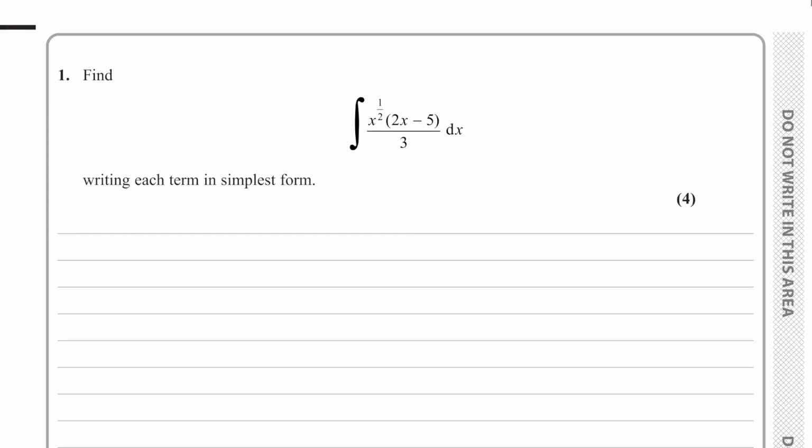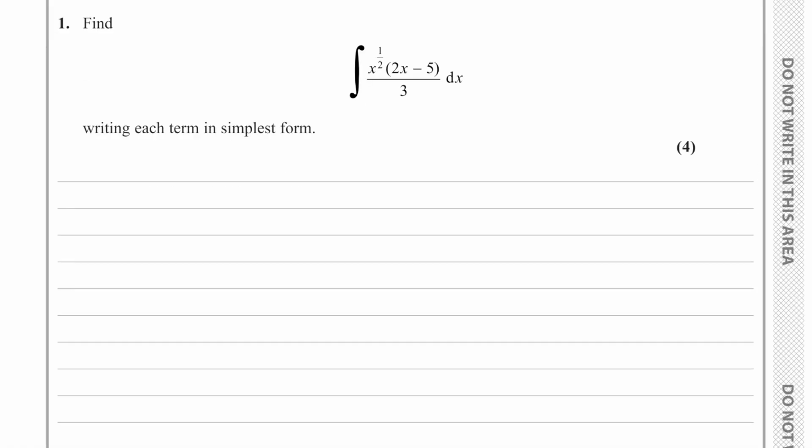Question 1. Find the integral of x to the power of a half times (2x minus 5) all over 3 with respect to x, writing each term in its simplest form.